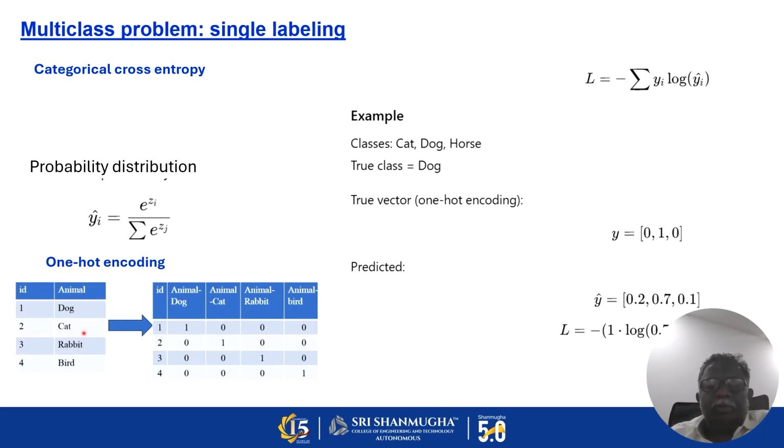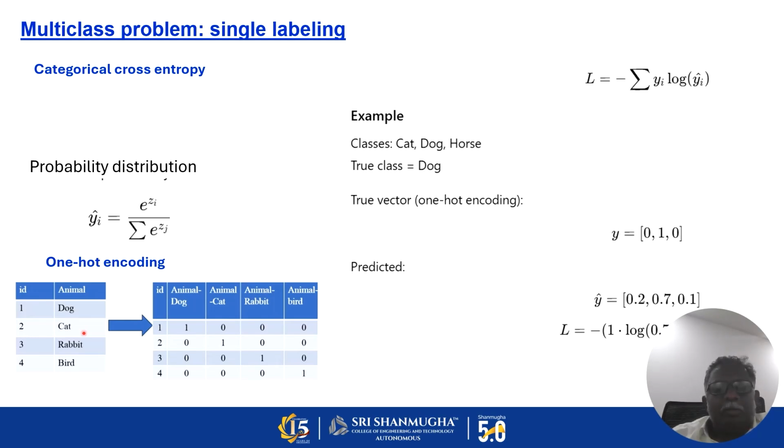So what we have to do is one hot encoding. So what is one hot encoding? Suppose you have the animal categories dog, cat, rabbit, bird and so on. For the ID 1, if you find dog in the first place, you have to put 1 over here. Okay. For the second ID, you have to put 1 over here.